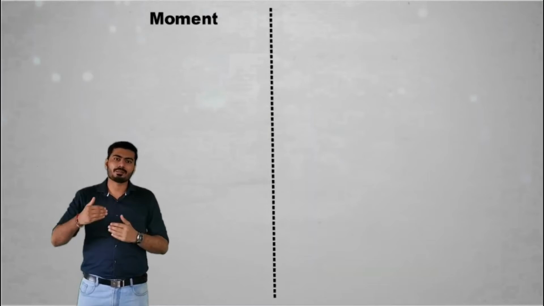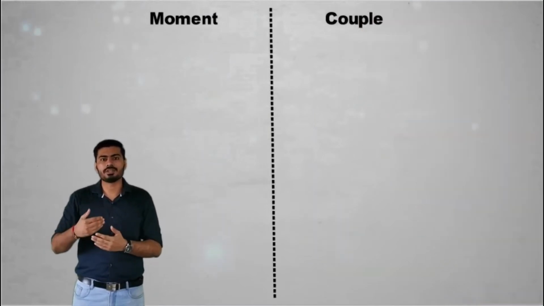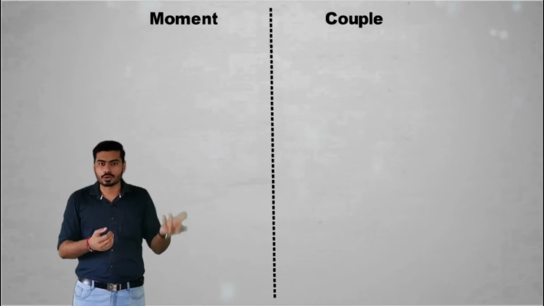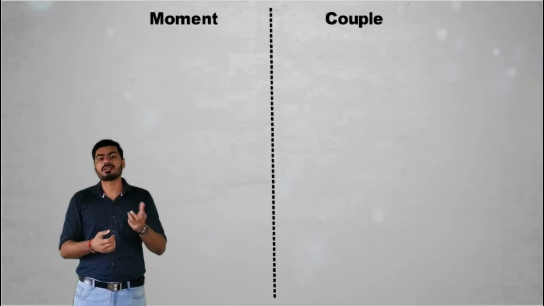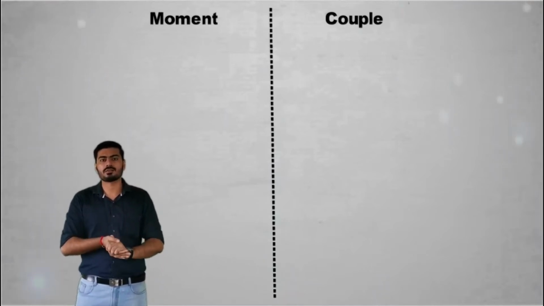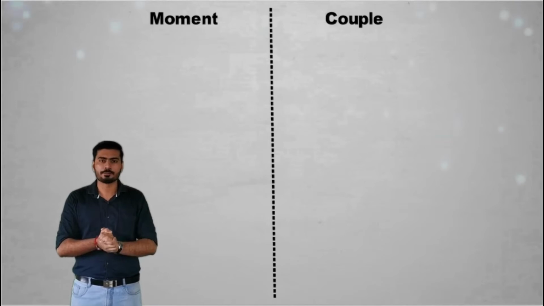Moment and couples are also different types of effects which cause bending stresses or any turning effect, that is, the torsion effect, and that's why we have to understand these two parameters in order to calculate our examples. Okay, so let's start with the first topic, that is the moment.